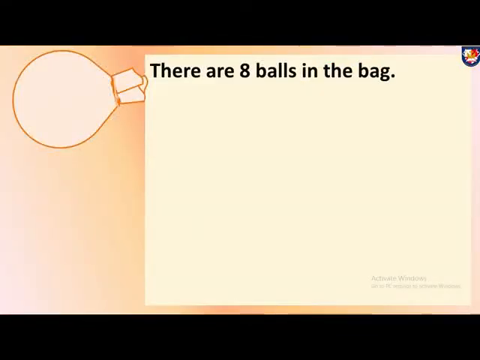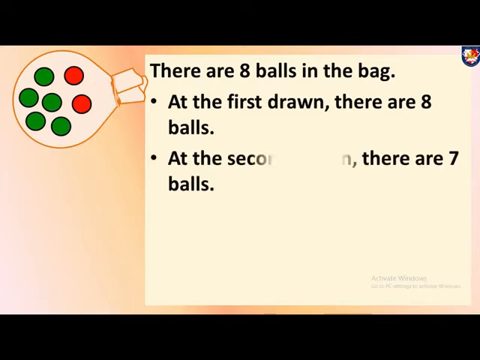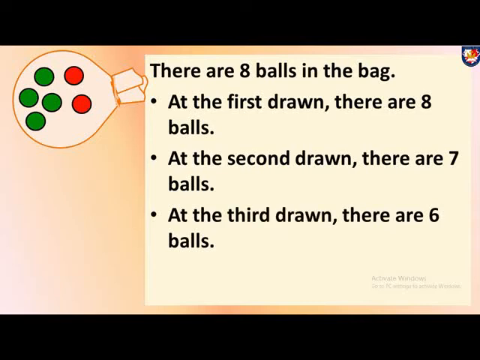So there are 8 balls in the bag. As you can see, 3 red balls and 5 green balls. At the first draw, there are 8 balls, and then we take one at the first draw. That means at the second draw, there are 7 balls. We take another one at the second draw. Then, at the third draw, there are only 6 balls remaining.